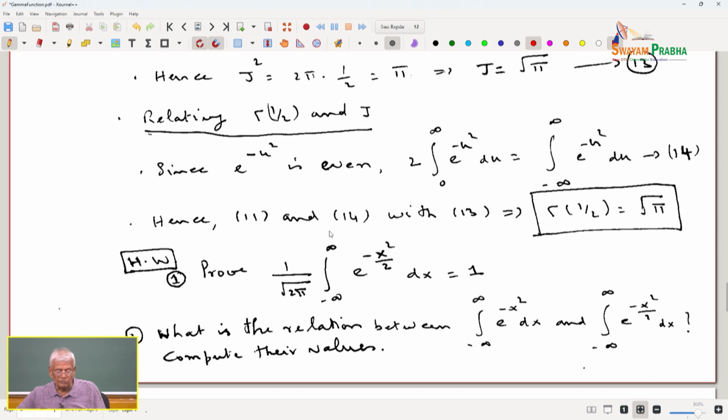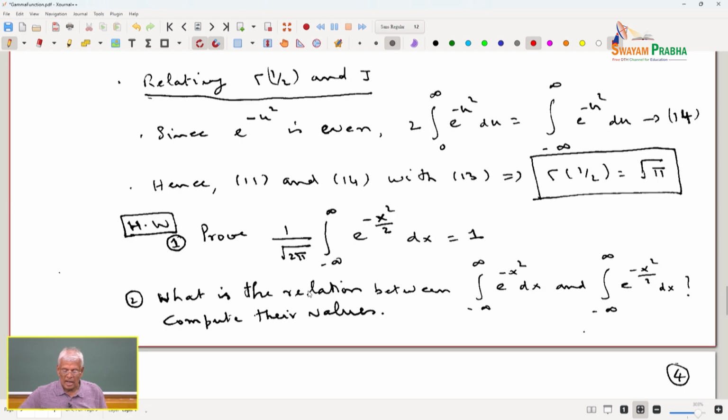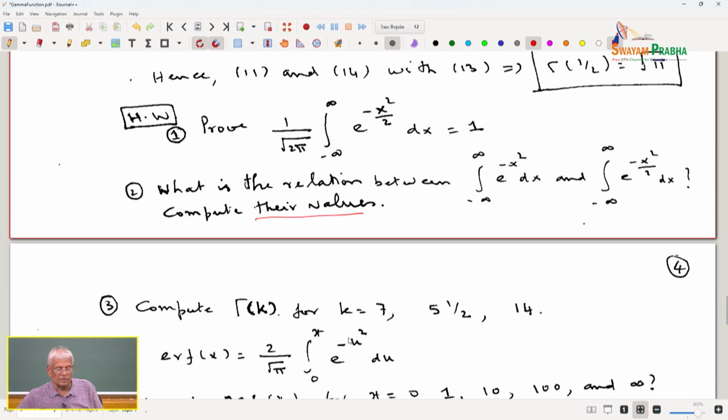Now as a homework, we have already done this, I have already given you the solution. Prove that the integral under the standard normal distribution is 1, and what is the relation between the integral from minus infinity to plus infinity of e to the power of minus x square dx and the integral from minus infinity to plus infinity of e to the power of minus x square by 2 dx. Compute their individual values. These are homework problems.